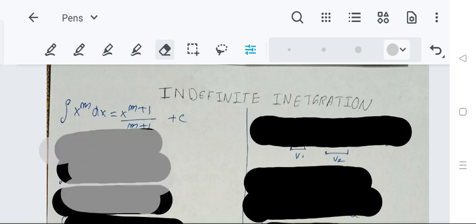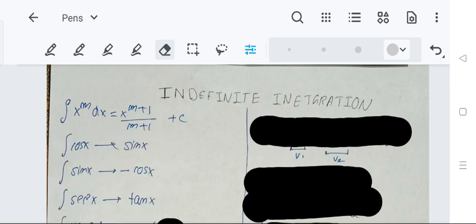The first formula is that if you want to integrate x raised to the power m dx, then the integration will be x raised to the power m plus 1 divided by m plus 1. Please note that in differentiation we multiply by the power, but in integration we divide by the power after adding 1. And in indefinite integration, a constant is added. In definite integration, it is not added.